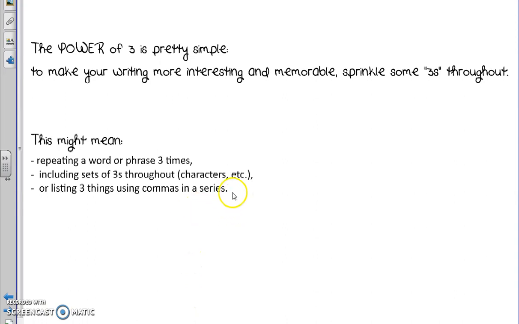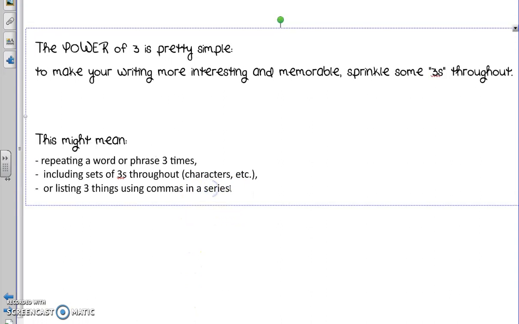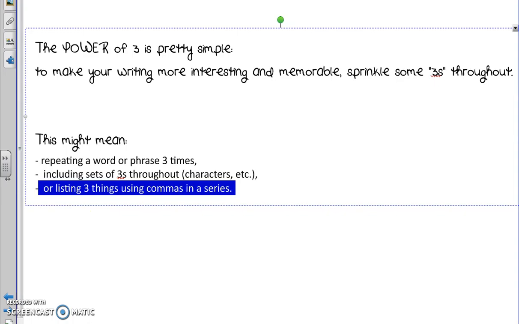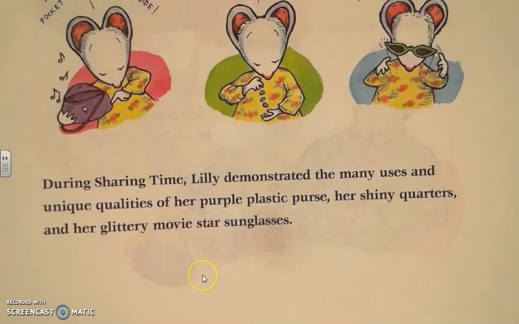I'll show you how Henkes takes three things using a comma in his series. It says, during sharing time, Lily demonstrated the many uses and unique qualities of her purple plastic purse, her shiny quarters, and her glittering movie star sunglasses. Henkes uses the listing of three things here to make his writing more memorable and enhanced.